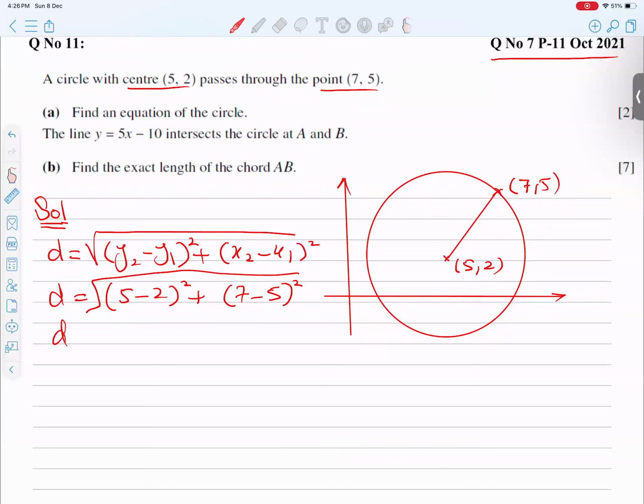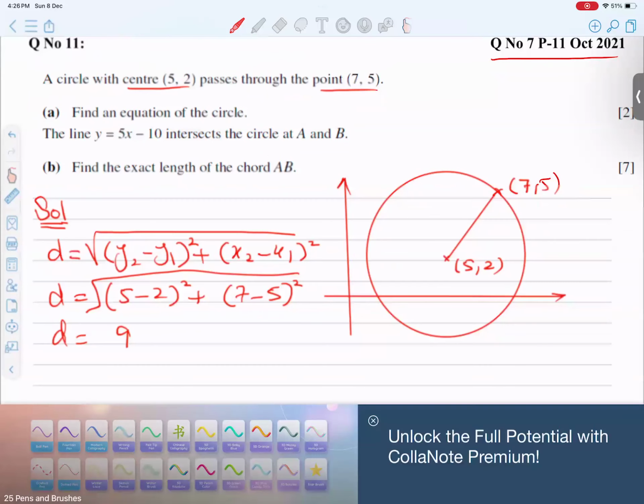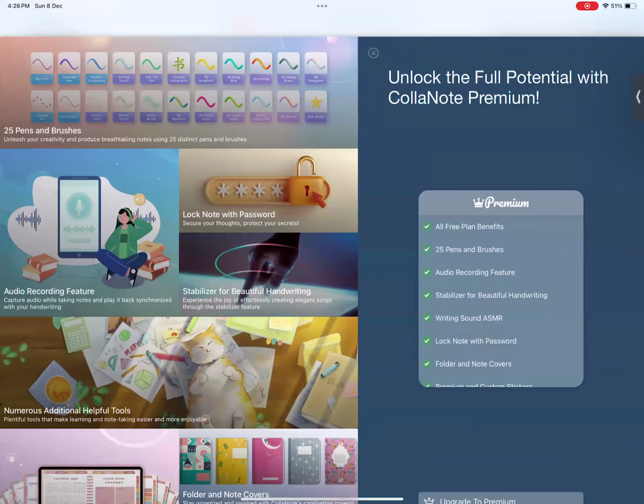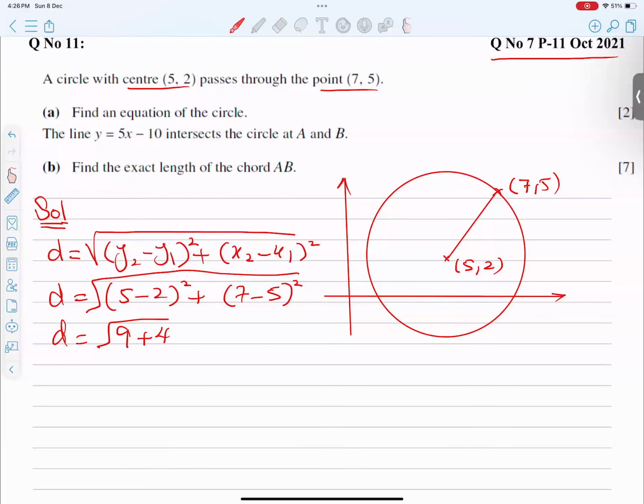And if I check it, this is a 9 and this is a 4. So root 13. So the radius turns out to be root 13. I hope up till here the point is clear. Okay, so we got root 13. Now if I ask for the equation of the circle, I'm going to write it here.